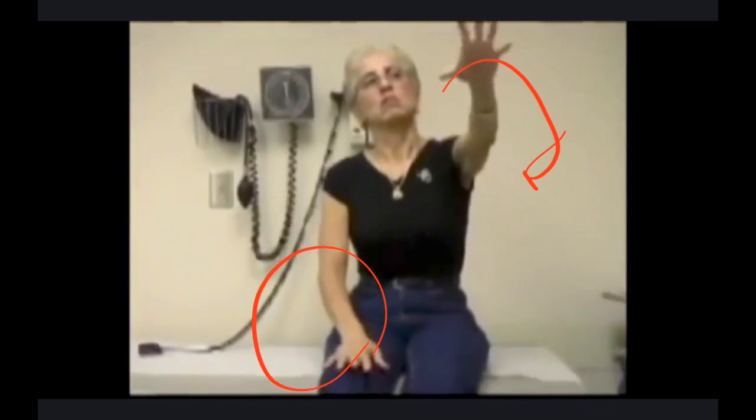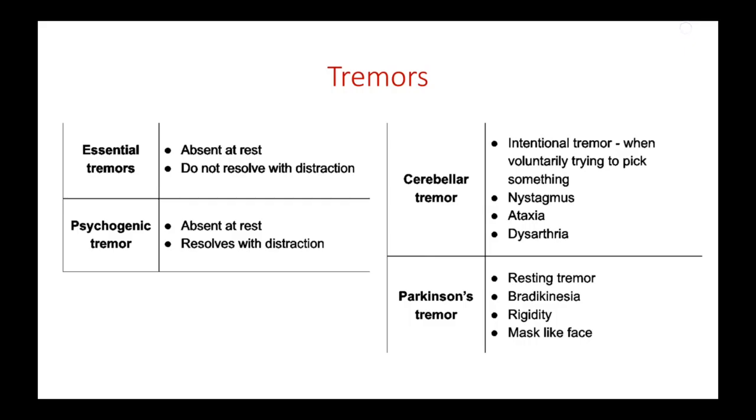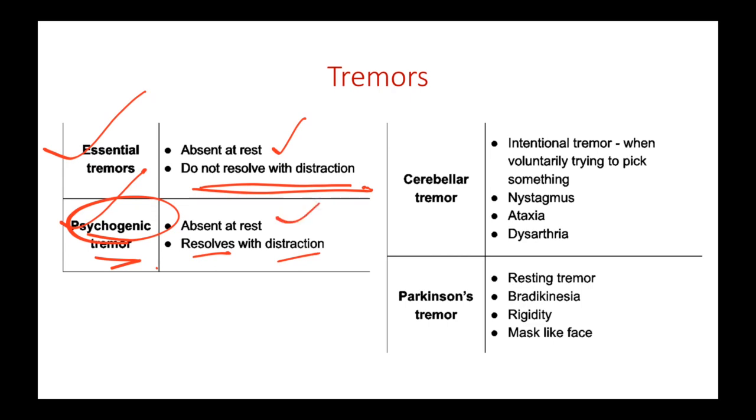Slow, repetitive movements of the left hand. Right? So this is nothing but psychogenic tremors, where there is ceasing of the tremors when there is any kind of distraction. So now we understood what essential and psychogenic tremors are. Essential tremors do not resolve with distraction, and psychogenic tremors resolve with distraction. Okay, they are both absent at rest. So when there is no functioning of the hand, there are no tremors.